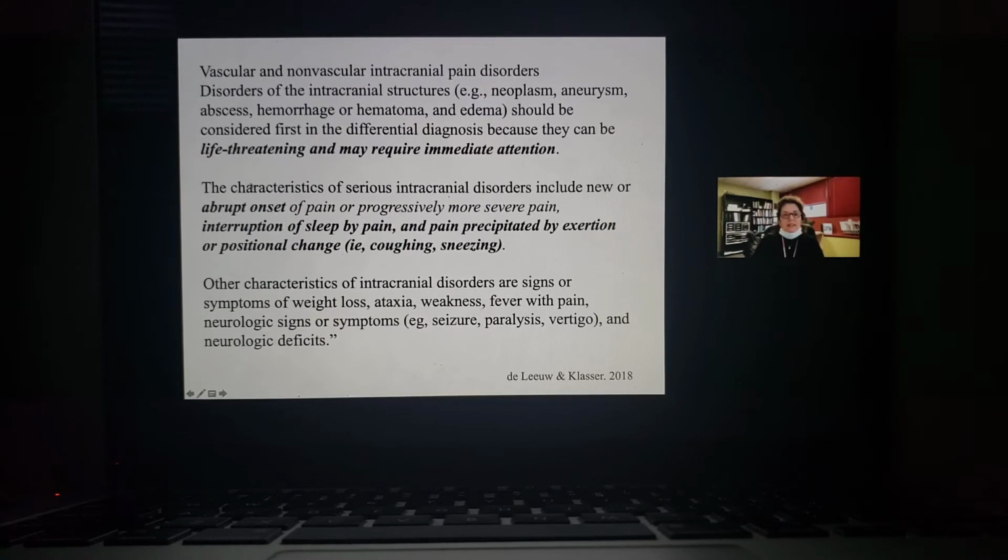The characteristics, as I mentioned before, are of abrupt onset, something that happens suddenly, and is going to interfere with their normal function. Something that is relevant about intracranial conditions as well is that they may interfere with the sleep pattern that the individual may have, and that they may actually get worse with positional changes, coughing, sneezing, and that's why sometimes the Valsalva procedure is done to see if that increases the pain.